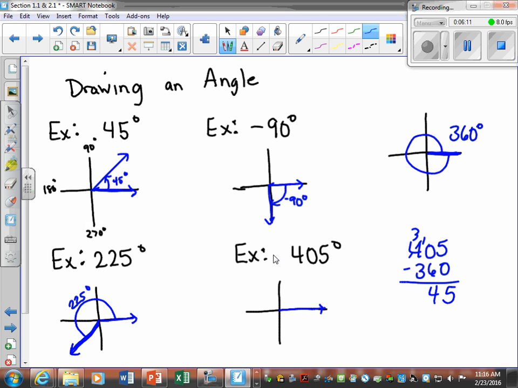So if here's my initial side, I'm going to go all the way around. That's 360, and then I need to go another 45 degrees. So if I approximated that roughly all the way back around, that would represent the terminal side for 405 degrees. So the biggest thing is remember negative angles go in the opposite direction.